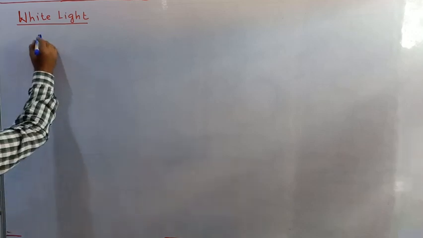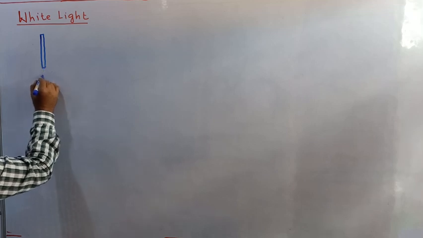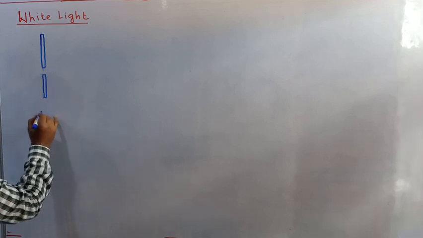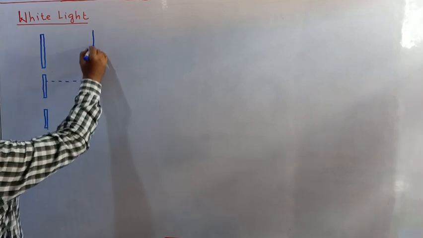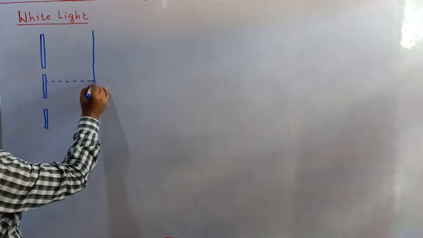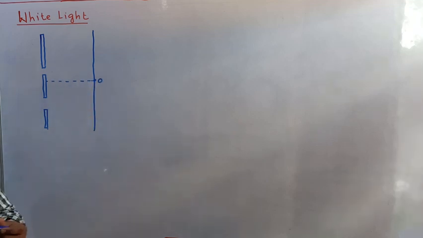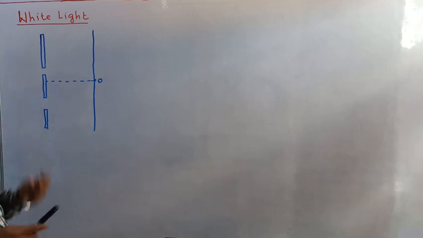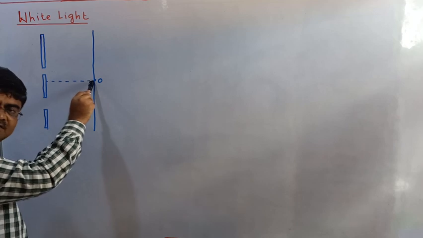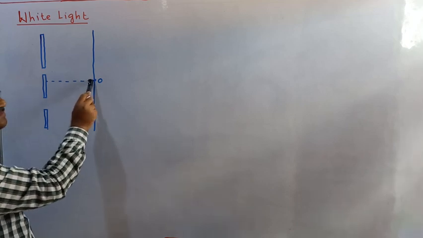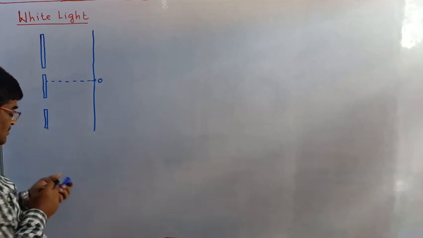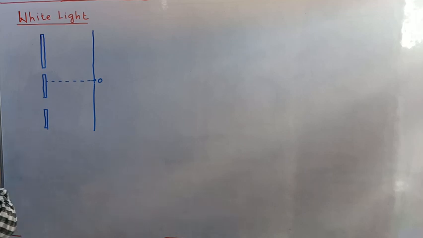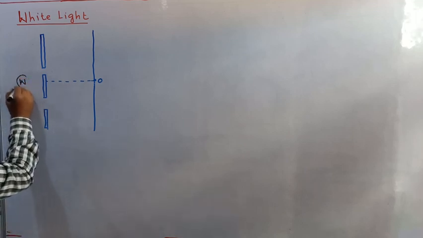So I have again the same YDSE setup. Two slits are there. This is my screen. Center of screen I would call O. And if the source is monochromatic, at O we get a bright band, which we refer to as the central bright band, a reference band you can call. But now the source used is a white light source.